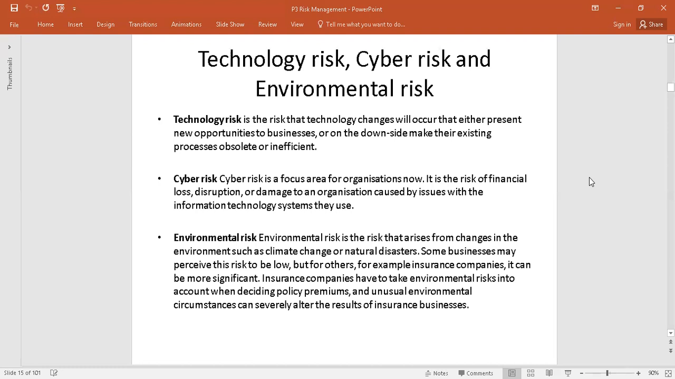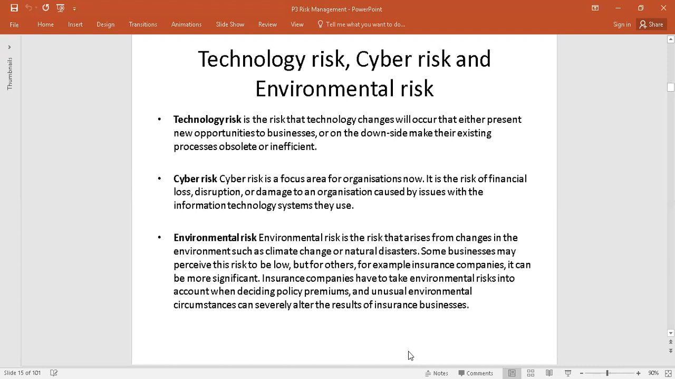It is the risk that technology changes will occur that either present new opportunities to businesses or, on the downside, make their existing process obsolete or inefficient. So either it could be upside or downside. It can provide new opportunities. On the same note, it can also affect them on the worst side. They can be drastically affected because of changes. Whenever changes take place, whatever is their investment will become obsolete. Investment into assets can become obsolete. So it's a loss for the business.